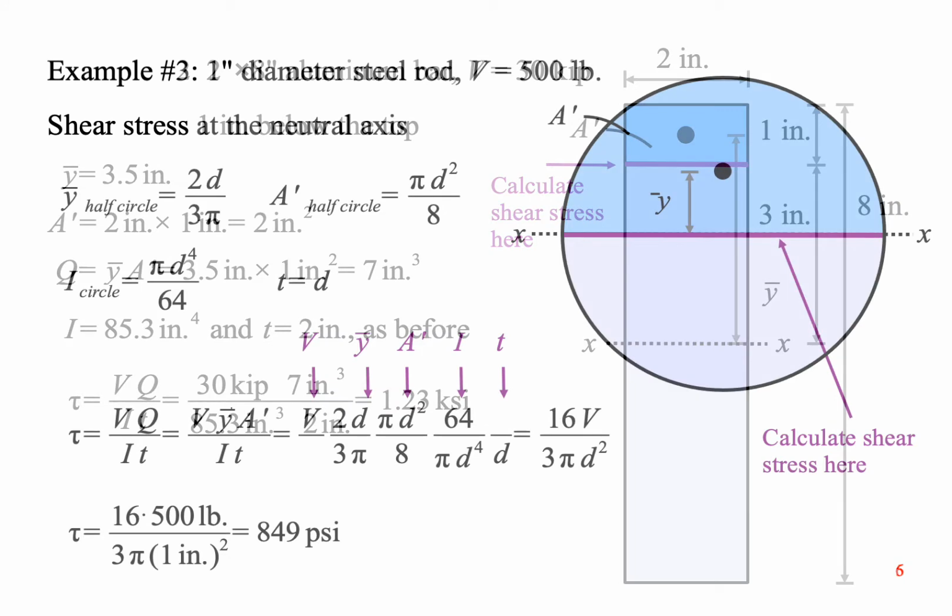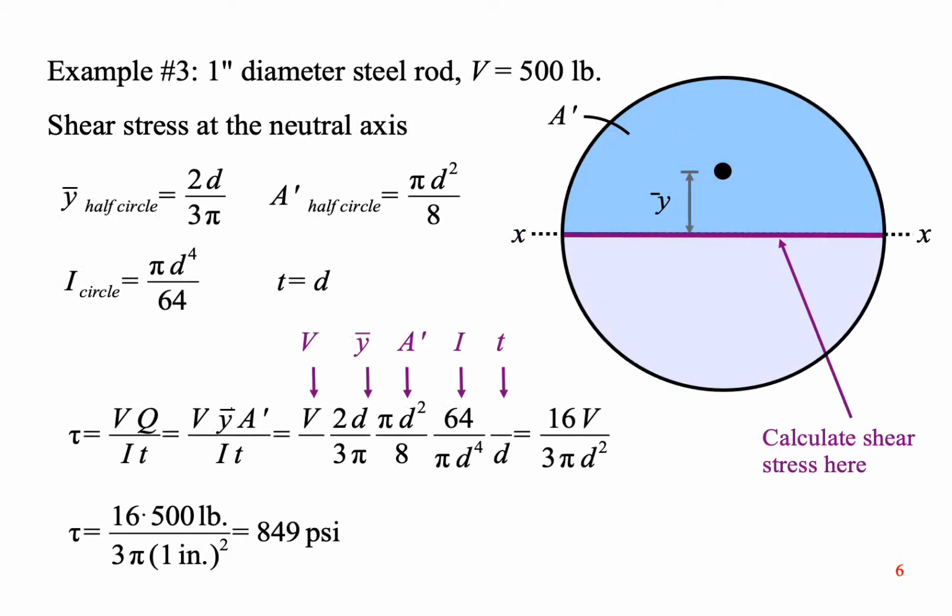Here's another example, a 1-inch diameter round steel rod with a shear load of 500 pounds. It's tempting to calculate the numbers for y bar, A prime, I, and t, then plug them into the general shear formula. But in this case, it's easier to solve it algebraically first, because a bunch of the terms drop out. Instead of punching in 11 numbers into your calculator, there are only 5, and 3 of them are constants. This means you're less likely to make a calculator error as you solve the problem.